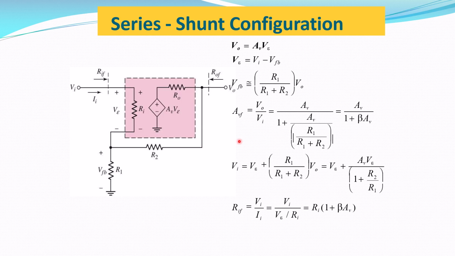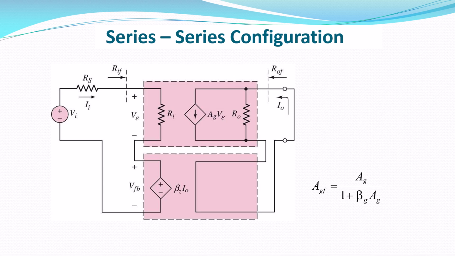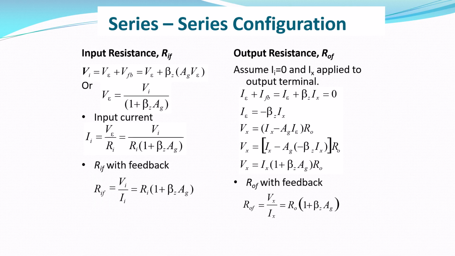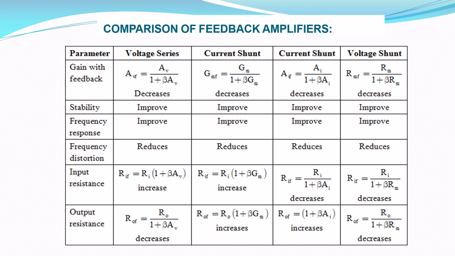And next is the series shunt connection. The input resistance RIF is nothing but RI into 1 plus beta into AV. And in the same way, by using the hybrid model circuit, we are calculating the input resistance, and the gain value is common. And then for the series configuration, RIF is equal to RI into 1 plus beta Z into AG, and R naught F is equal to R naught into 1 plus beta into AG. So by applying KVL to the input loop as well as the output loop, we are taking the RIF and R naught values for each and every configuration.